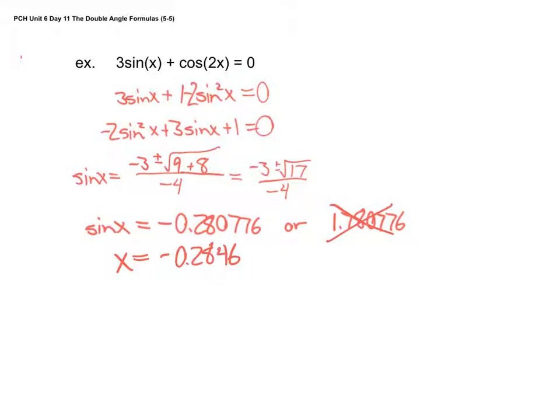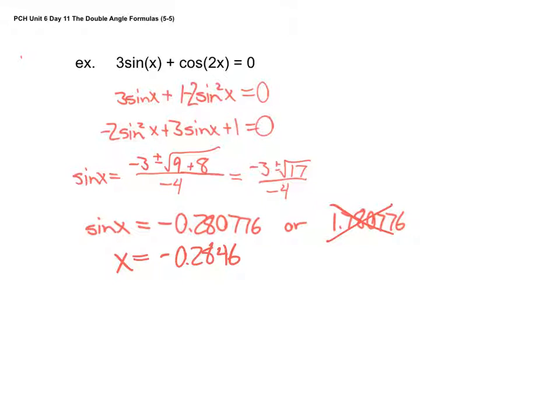Wait, did you do the inverse sine of negative 0.28? Yes. I thought it was the same thing. You get negative 0.28460254. Okay, now, a couple of things here that we should do.